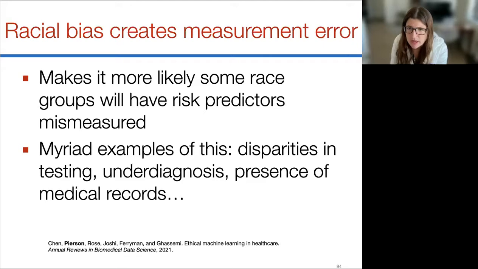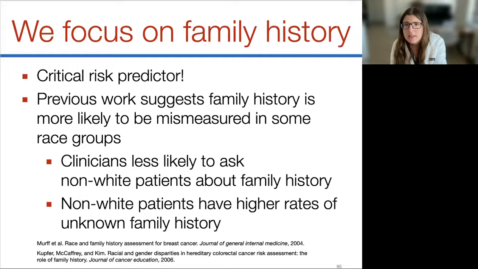So how does racial bias create measurement error? Well, it makes it more likely that some race groups will have critical risk predictors mismeasured. There are many examples of this across medicine. We've discussed some in this talk already, right? Racial disparities in testing and in diagnosis. And we have a review paper enumerating many other examples as well. The specific risk predictor we focus on is family history. This is a critical risk predictor. If you go to the doctor for a mammogram, they're definitely going to ask you about your family history of breast cancer, or at least they'll do this in the United States. I assume they do this in England as well.